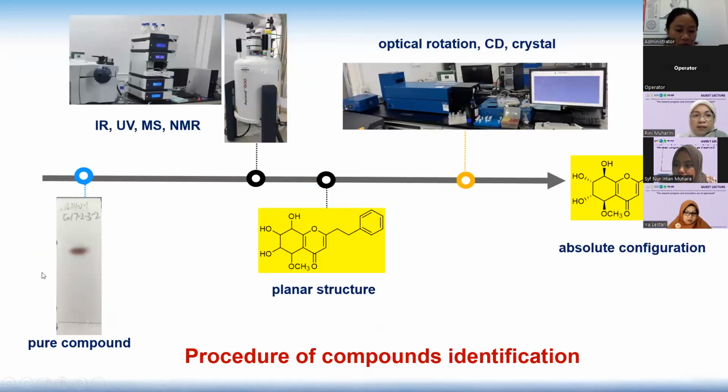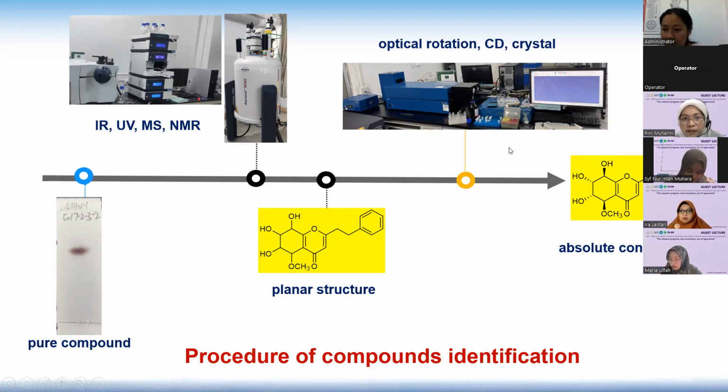And the planar structures of the pure compounds were identified with different methods, including IR, UV, MS, and NMR. This is the equipment for the LCMS, and this is the NMR equipment. And from these we can get the planar structure. And then we use optical rotation, CD, and crystal to determine the absolute configuration. And this is the CD equipment.